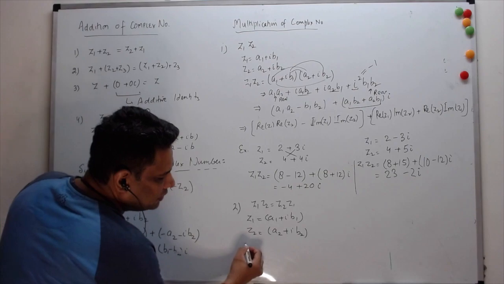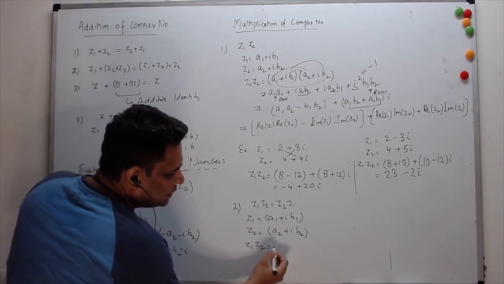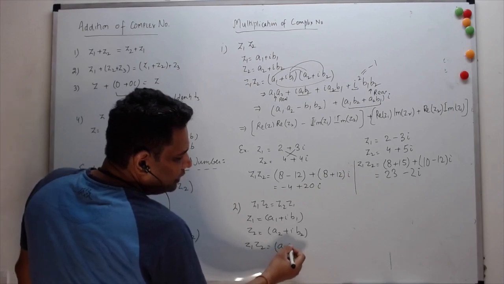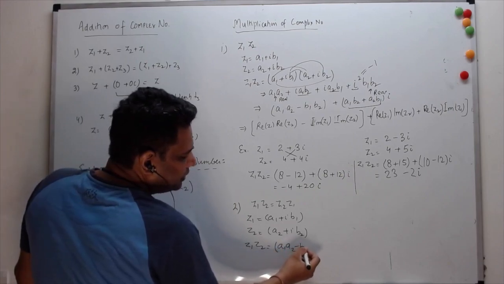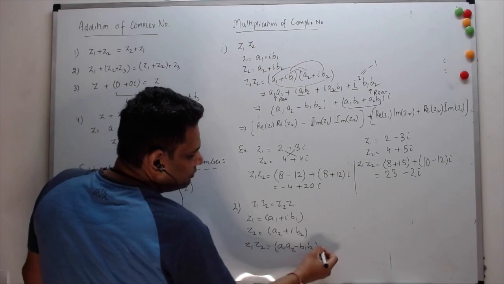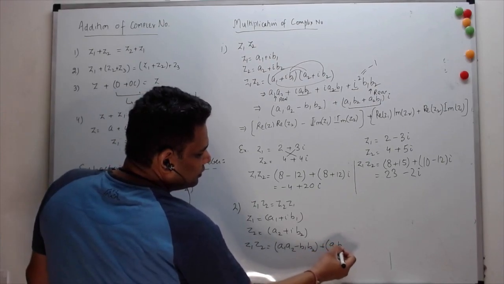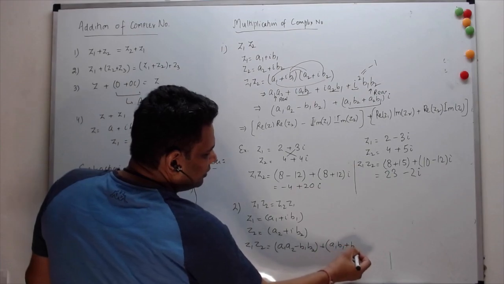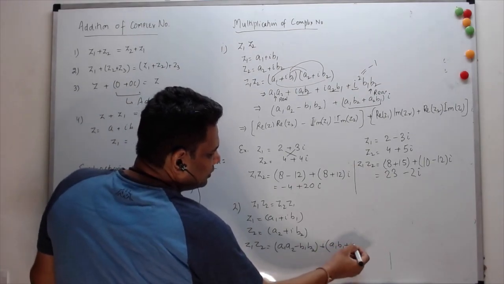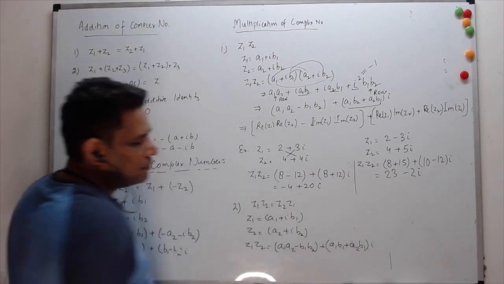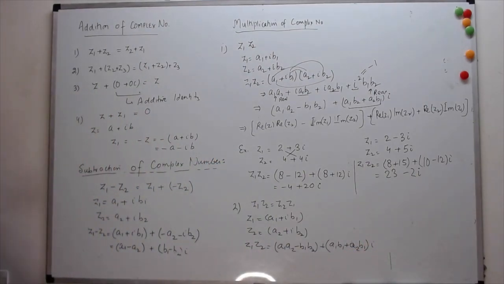That's 2. So Z1 into Z2 would be using the same rule, A1 A2 minus B1 B2 plus A1 B2 plus B A2 B1 times I. That's your product.